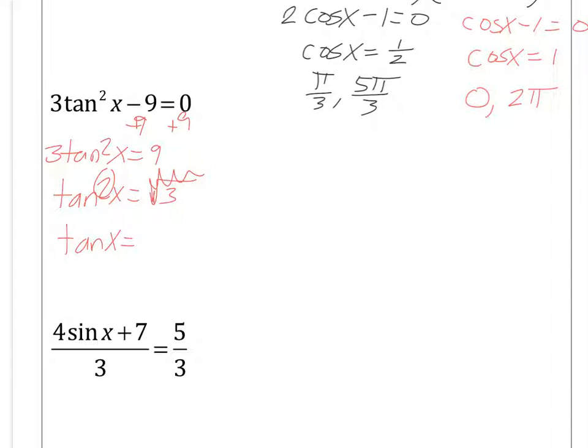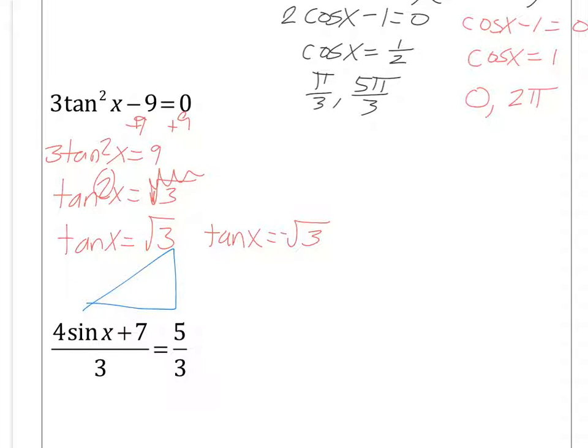So tangent of x should be equal to the square root of 3, or tangent of x is equal to the negative square root of 3. To me, this just means that this is going to fit all 4 angles of one family. Now I've got to figure out what family of angles we're talking about. With tangent, I always have to figure that out by hand.